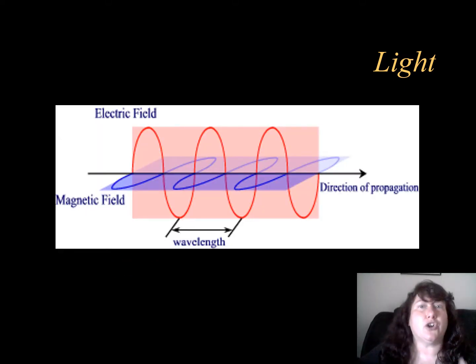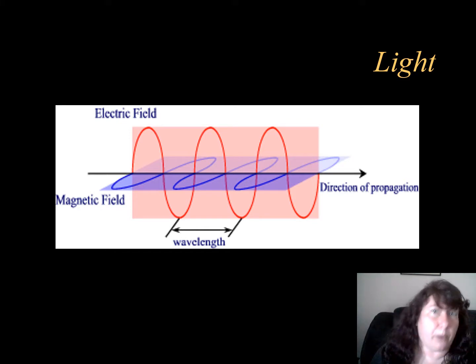Here's a picture of the electromagnetic wave. Notice that the electric wave sits in one plane and the magnetic field oscillates perpendicular to that. Both of those are perpendicular to the direction of travel, which notice is from the left to the right on the screen.